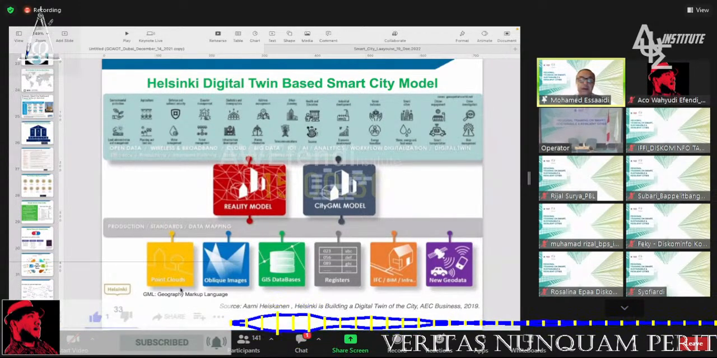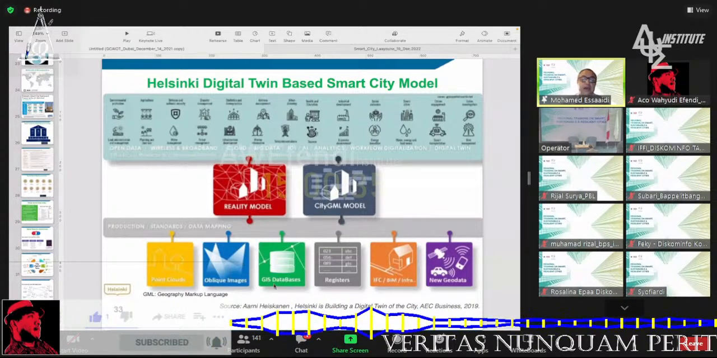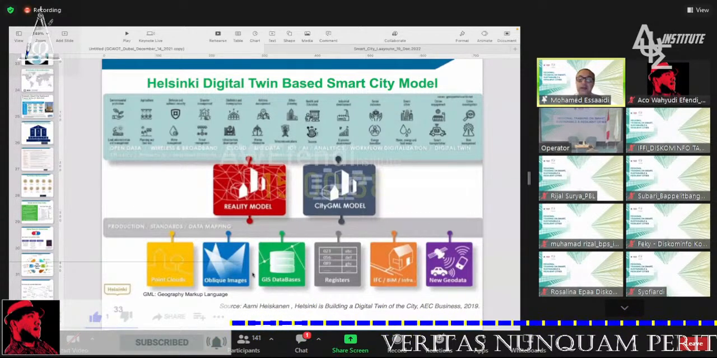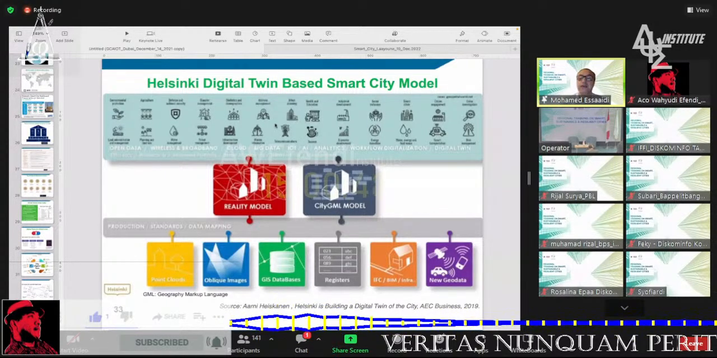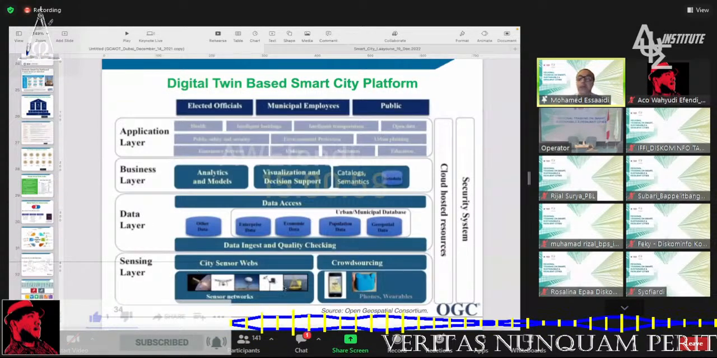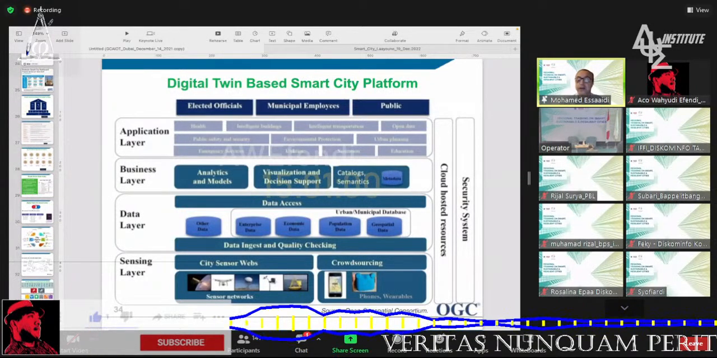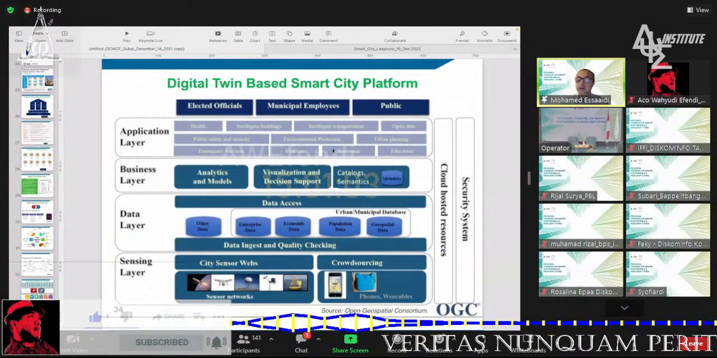and here you can see the architecture of the digital twin of the city based on several layers. At the bottom, you have data collected, the reality model, and the city geography markup language model, the GML model, and then you have here the different applications and verticals. Here we have also another open geospatial based smart city platform.